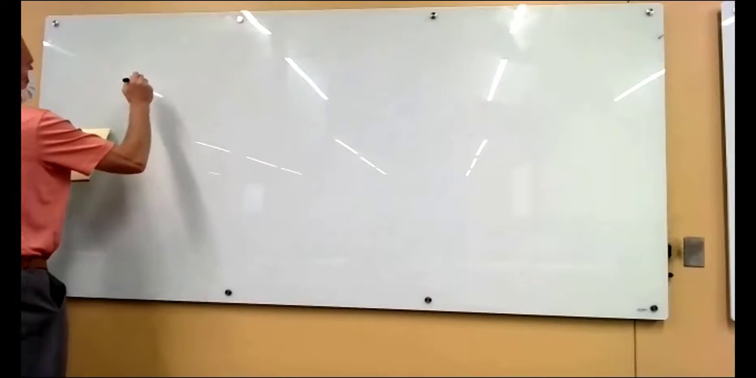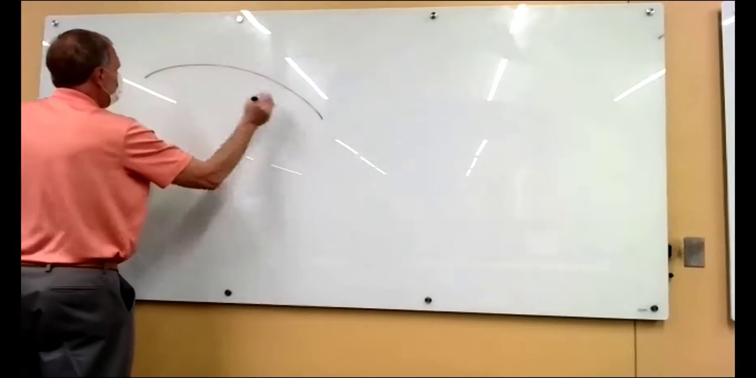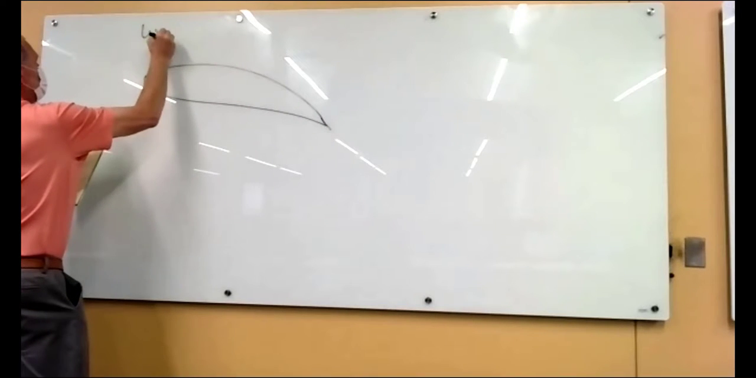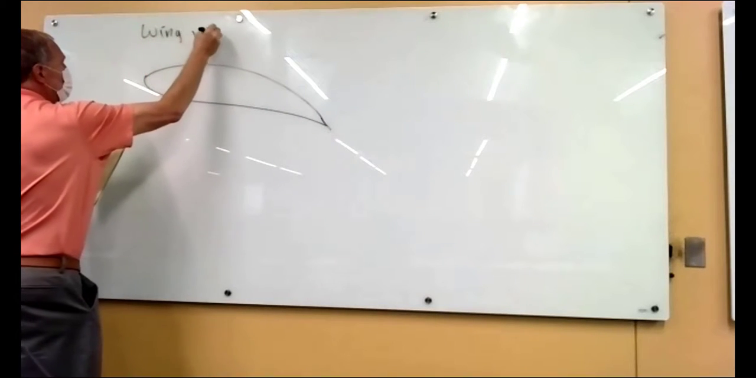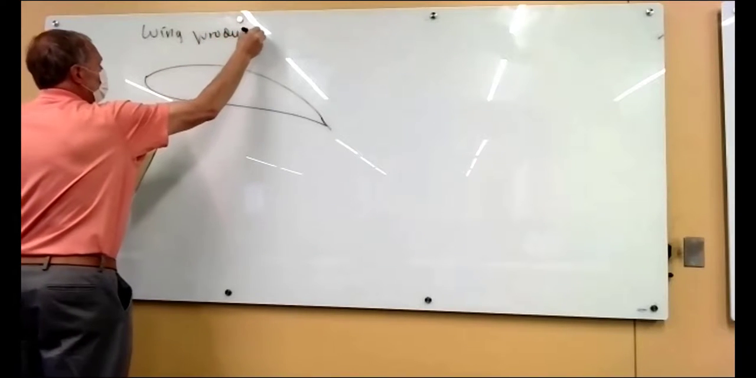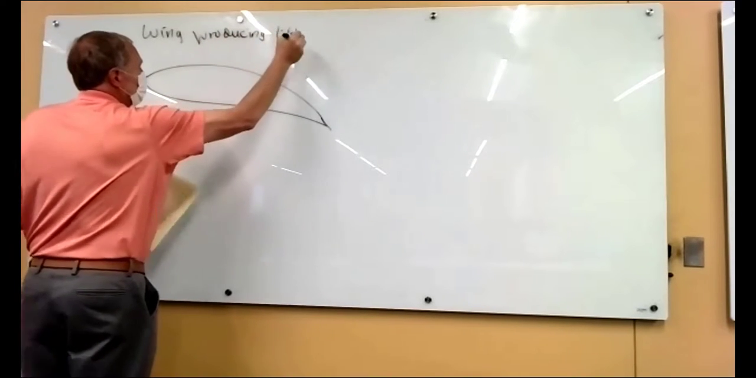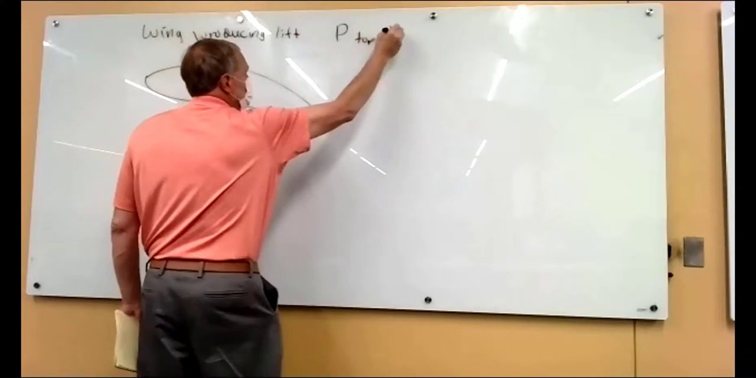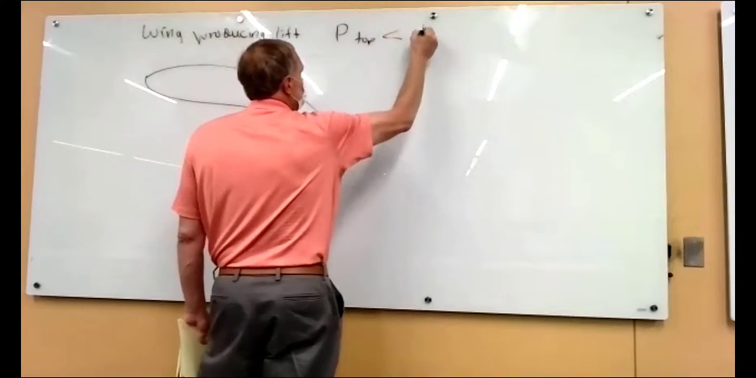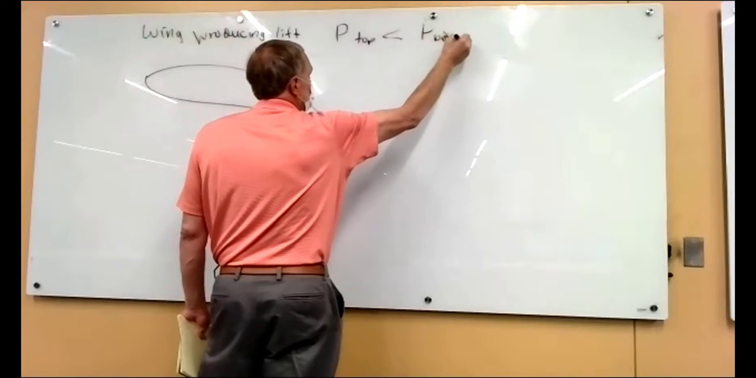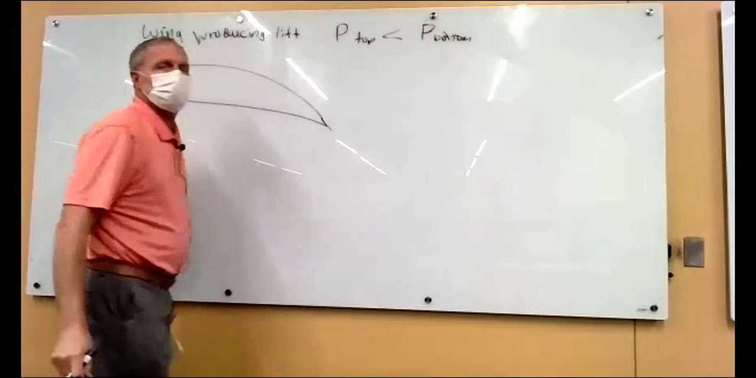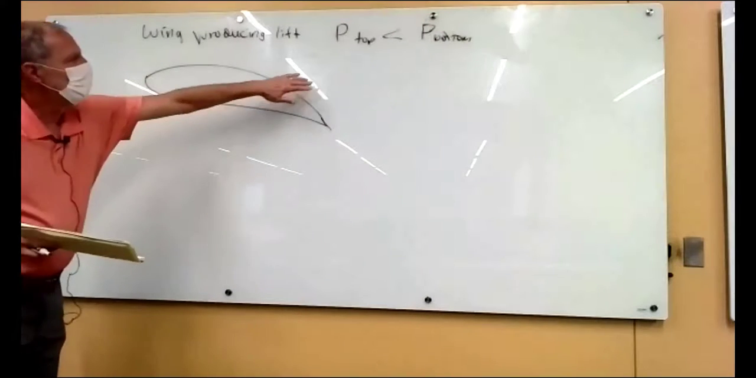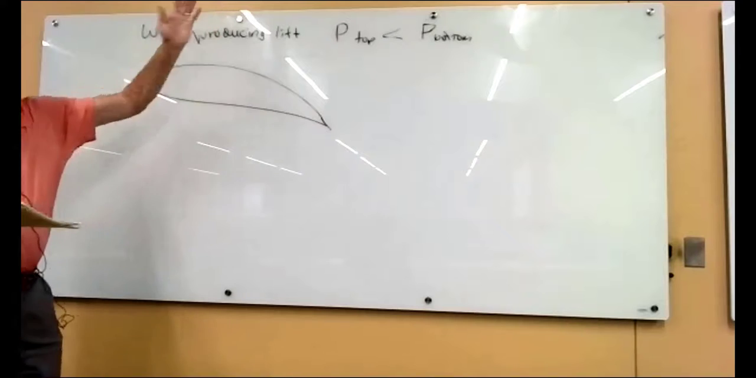All right, so the first thing is to draw an airfoil that's producing lift, or a wing. Which means that the pressure on the top is usually less than, on average, the pressure on the bottom, and it's that pressure difference that creates the net force. So you have higher pressure on the bottom, lower pressure on the top, you get lift out of it.